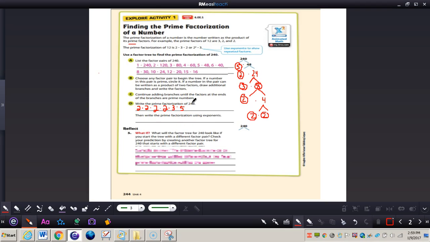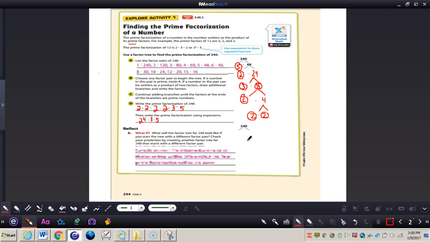Now we can write the prime factorization using exponents. So I have 2 to the power of 4. Why the power of 4? Because I multiplied 2 four times, multiplied by 3 times 5. And I want you to write that in there as well. So I started with 5 times 48.